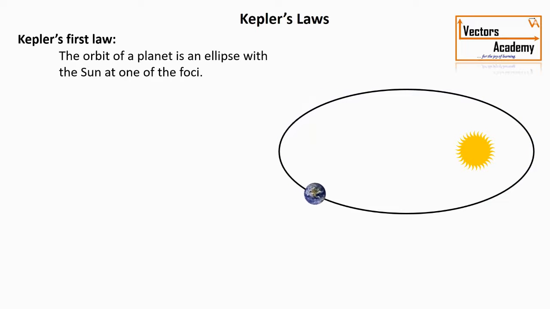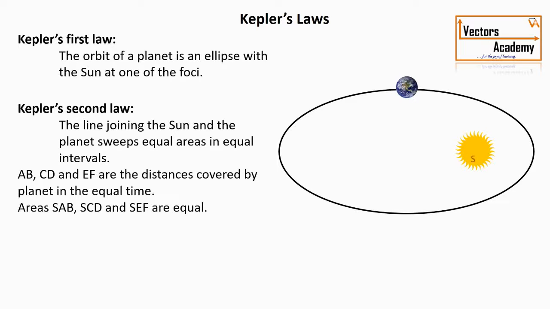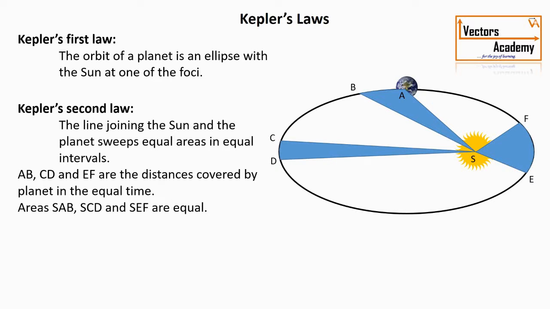Okay, the second law states that the line joining the sun and the planet sweeps equal areas in equal intervals of time. Now imagine the planet is moving around the sun. Now suppose it covers a particular distance in a particular time, say 1 month. So if we note the distances, from A to B is 1 month, from C to D is 1 month, from E to F is 1 month, right? So there are three distances which are covered in the same interval of time. Now if we join those distances with the center, that is the sun, the areas which we will get in all the three portions will be equal.